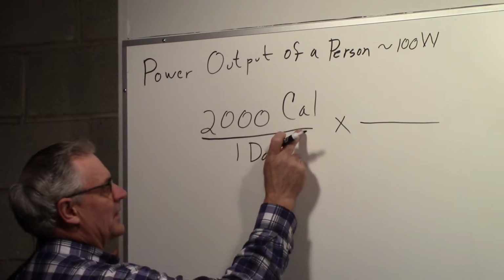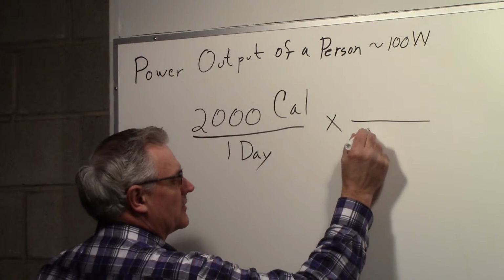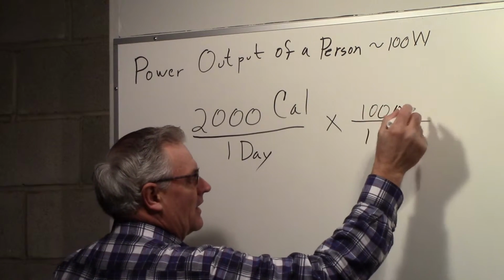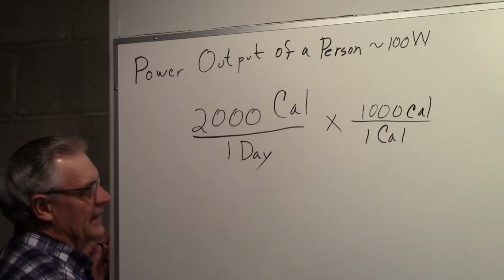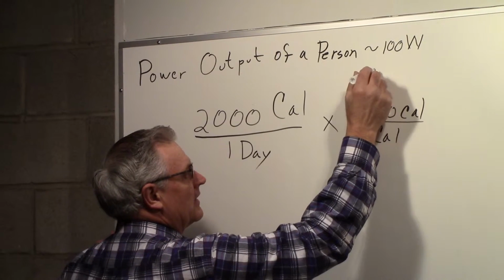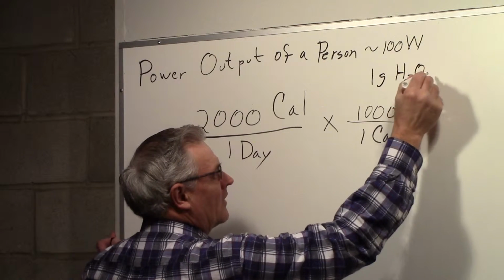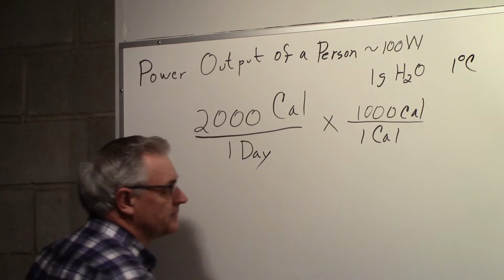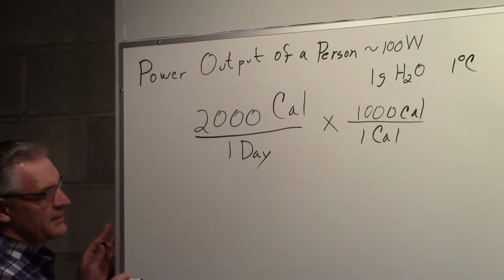is remember that the calories that are associated with food, that's a capital C. So we have one capital C, and that is equivalent to 1,000 calories that you normally talk about in the lab, and that is the amount of heat or energy that it takes to raise 1 gram of water 1 degree centigrade. So all we've done now is we converted the capital calories to the small calories.